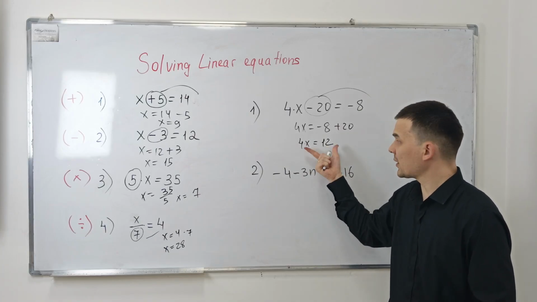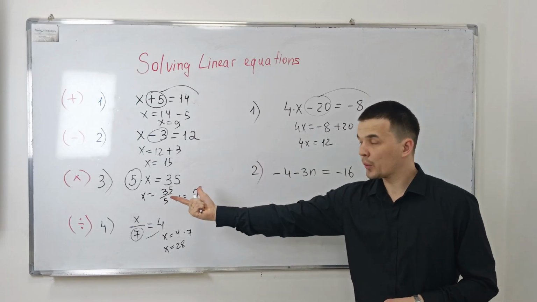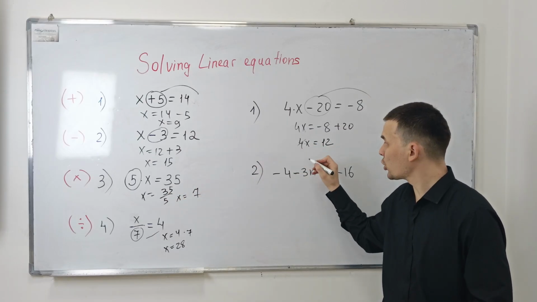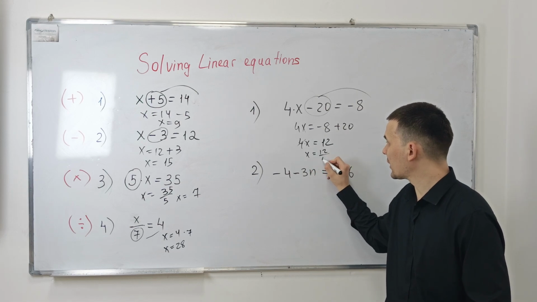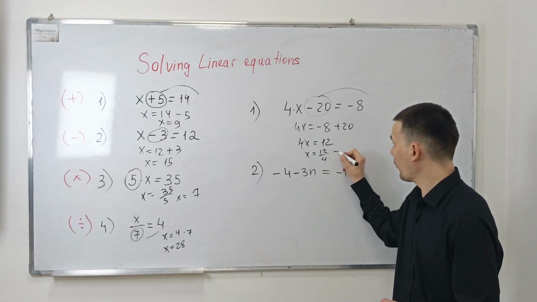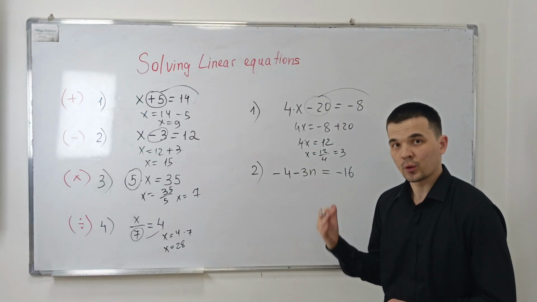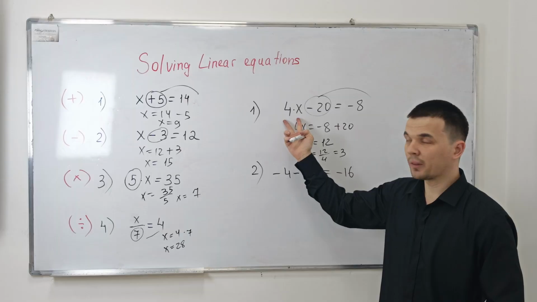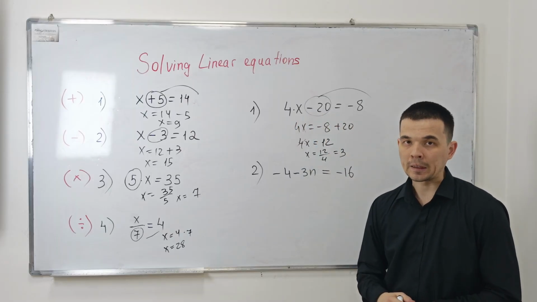And as you can see, this is multiplication, like our third question. And as I told you, the number being multiplied should be changed to division. So, our final answer is 3. You can check it. If you put number 3 here, it will give you number 12. Number 12 minus 20 is minus 8.